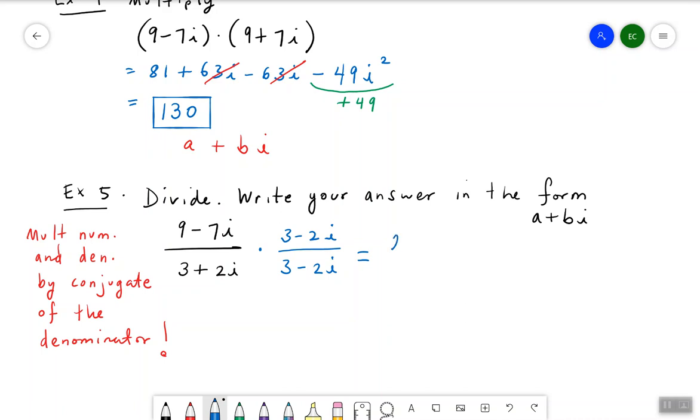9 times 3 is 27. 9 times negative 2i is minus 18i. Minus 7i times 3 is negative 21i. And minus 7i times minus 2i is positive 14i squared.